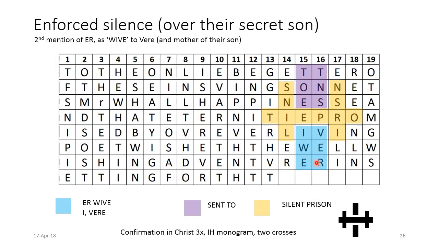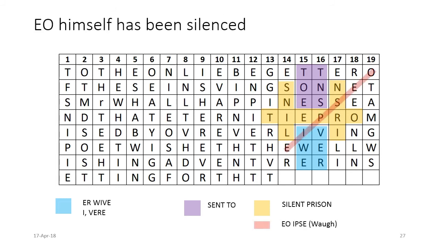And we have ER, and we have wife. So, I'm not suggesting that Elizabeth Regina was his wife, obviously, but I think the implication is that they were lovers, and if Henry Wriothesley is also a Tudor, Edward is the father, and he was sent to silent prison because of his son. He wasn't allowed to acknowledge his son. And this is from Waugh, and it goes right across the silent prison and the message, and it says E.O. ipse, Edward Oxenford himself. And I think this confirms very nicely that it's Edward Oxenford himself who was sent to silent prison by Elizabeth because he was not allowed to acknowledge their son.